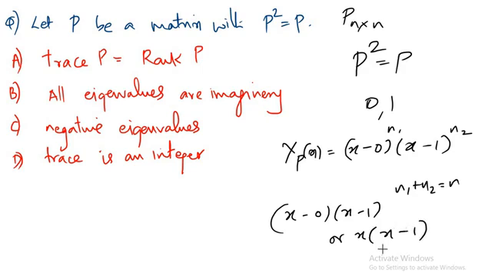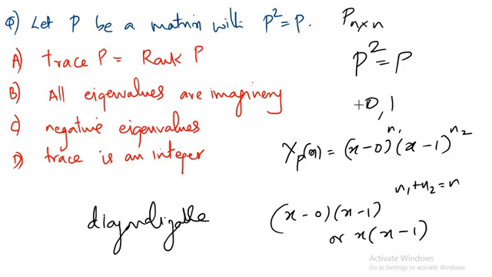Since the minimal polynomial is a product of distinct linear factors, this matrix P is a diagonalizable matrix. That means idempotent matrices are basically diagonalizable matrices, and that will give us a lot of properties which will help us to crack this problem.